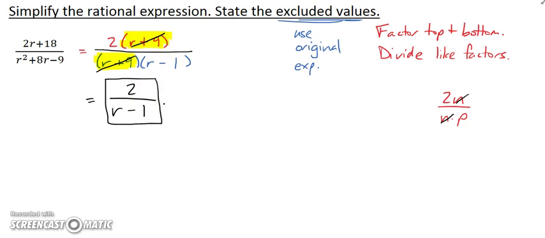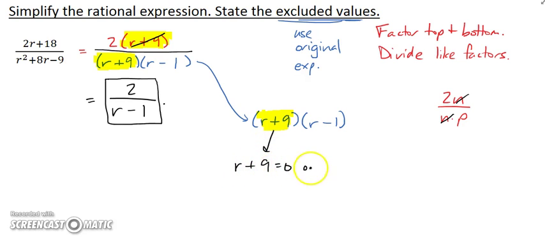Now to state the excluded values, I need to go back to my original form, so I'll clear off some of my scratch work here. So for my excluded values, I want to look back at the original factored denominator. Remember, we had to factor the denominator. And I want to decide what values of r in this case would make that equal to 0. Well, one thing that would make the denominator 0 would be if r plus 9 equaled 0. And another thing that would make the denominator 0 would be if r minus 1 were to equal 0.